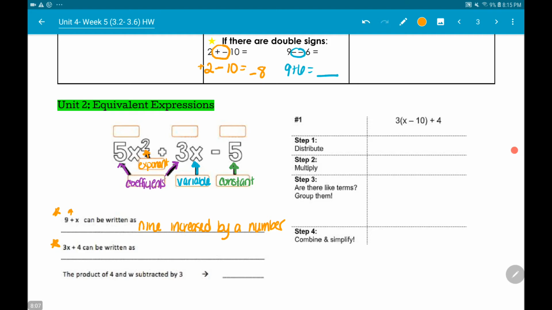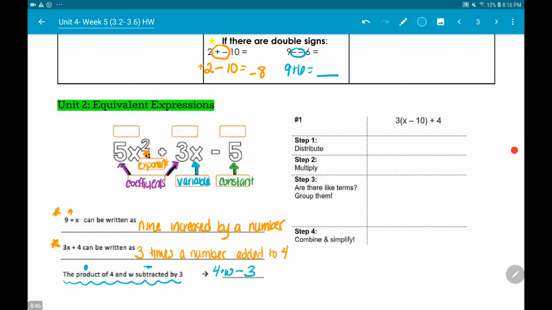So this one's a little tougher. You guys try that one. All right, that's what I got. I got 3 times a number, so 3 times x plus 4 added to 4. Let's try one backwards. I gave you the translation. Now we have to write the expression. So it says the product, and product means to multiply, of 4 and w. So I know that product of 4 and w subtracted by 3, subtracted by 3.